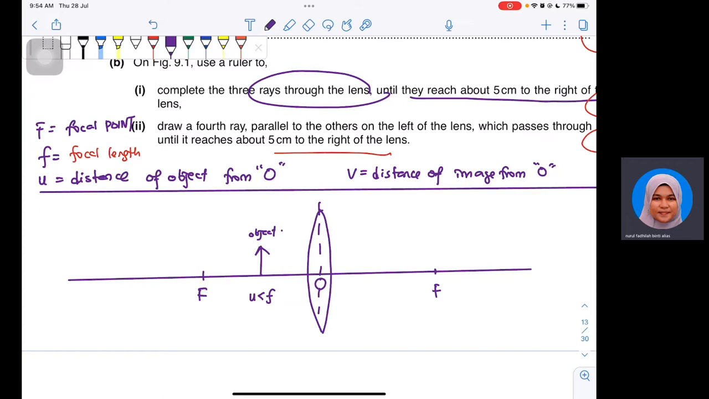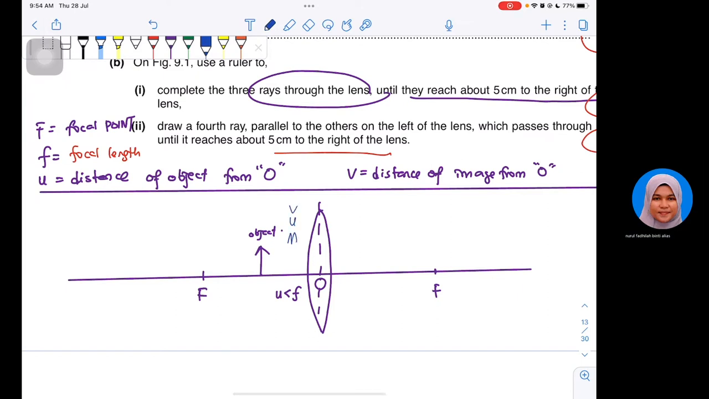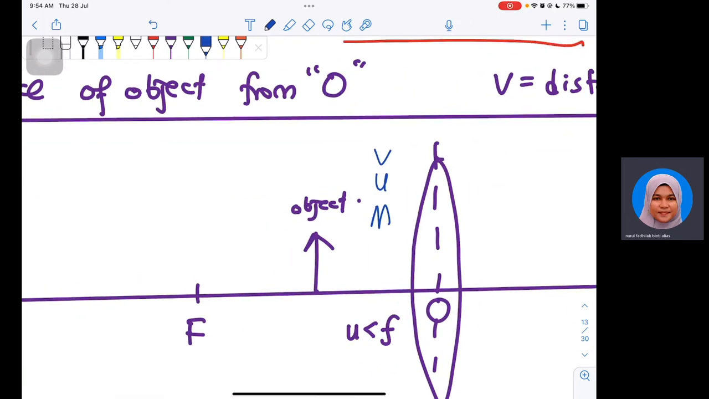So you need to know that when the object is here, the image it will form has the image characteristic VOOM. What is VOOM? Virtual, upright, magnified. VOOM.